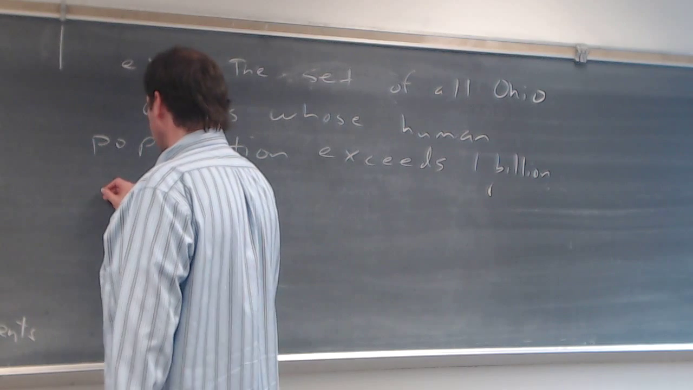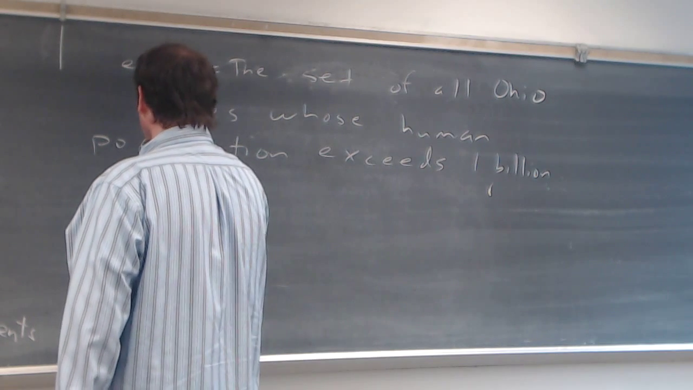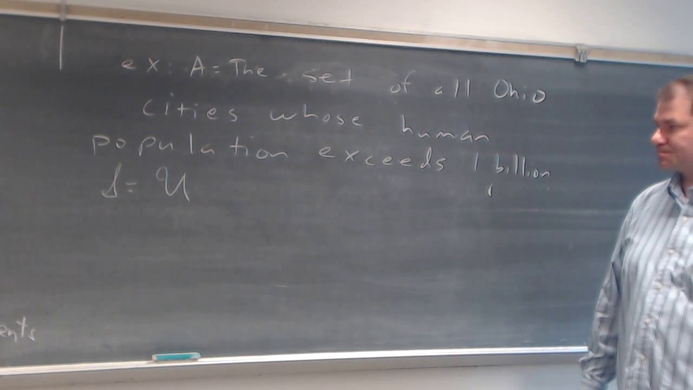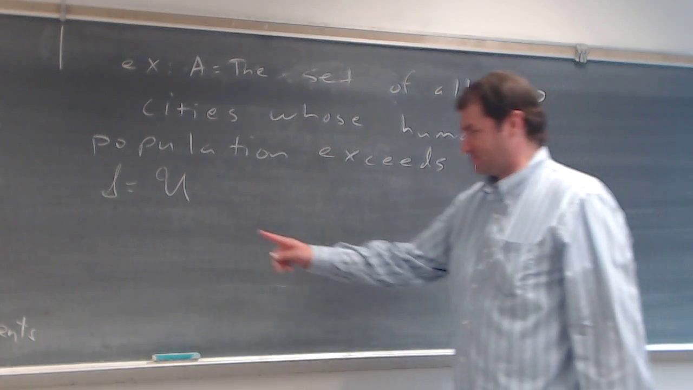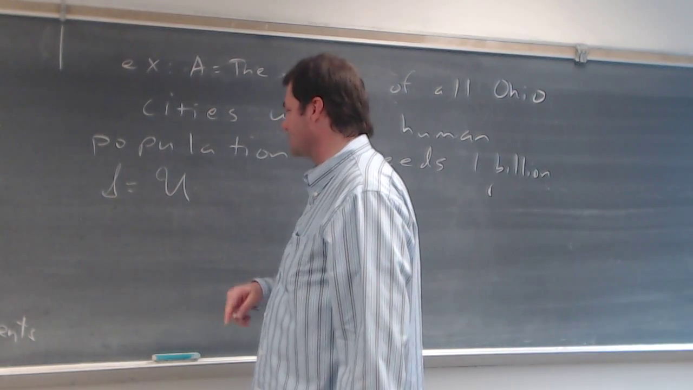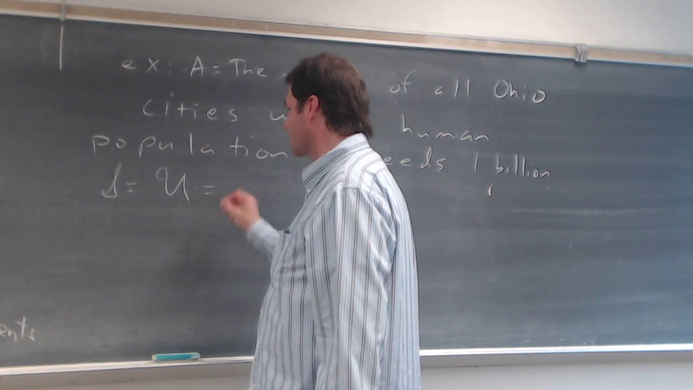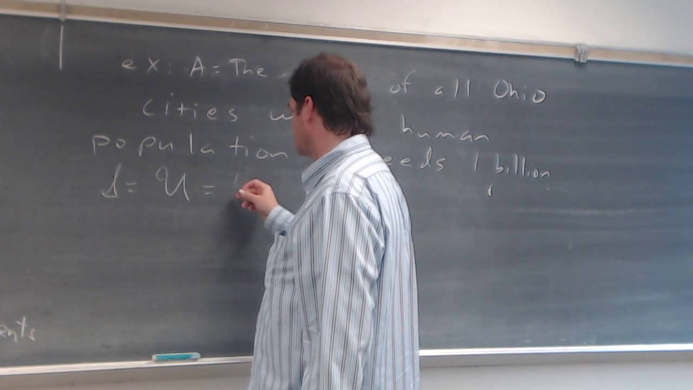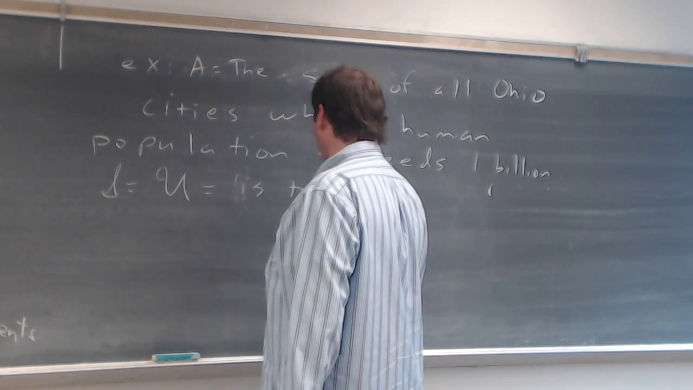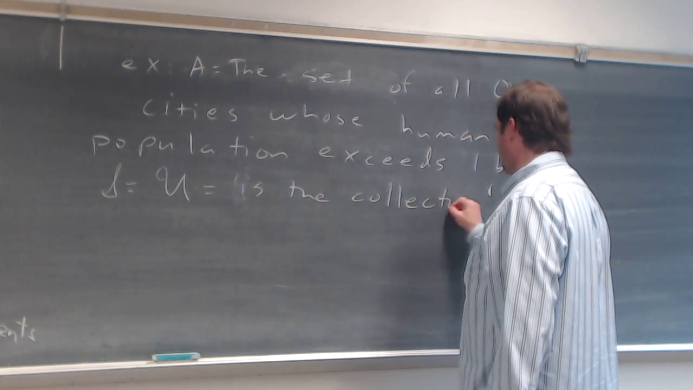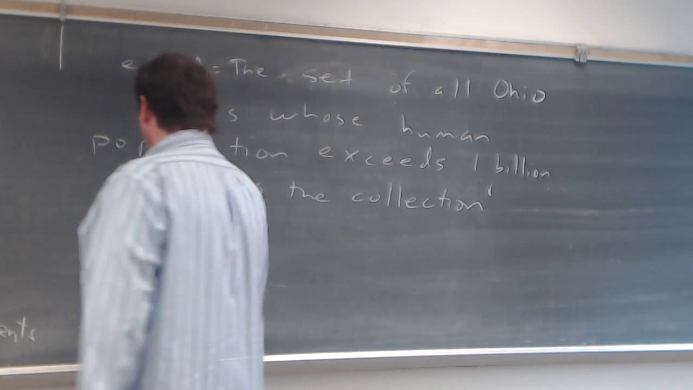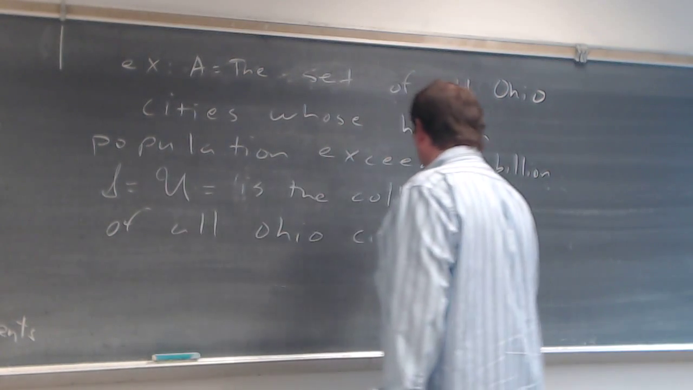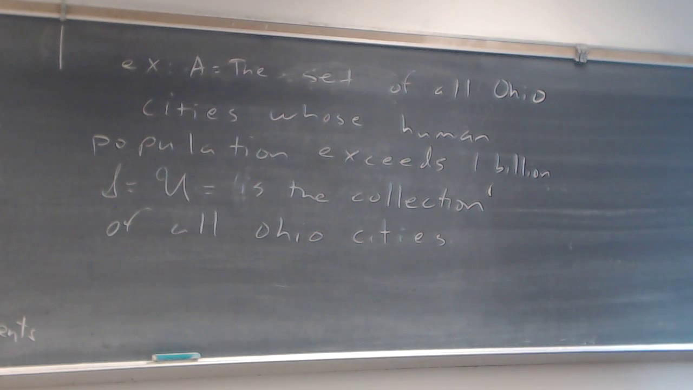Oh, the universal set I denoted by script S, but really we denote it by U. Script S is what we use in probability, and I made a mistake there in terms of notation. We usually denote it by script U, the universal set. So the universal set would be the collection of all Ohio cities. So that's the collection of objects that we're interested in.